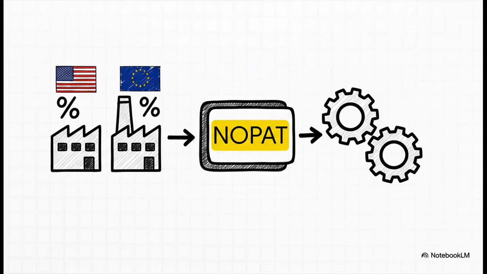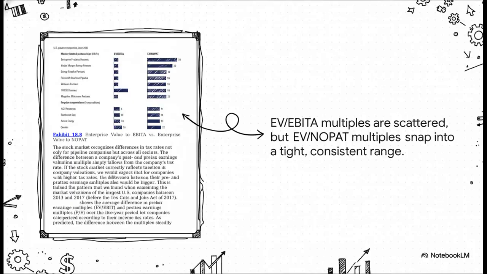But we can go even one level deeper. What happens if the companies you're comparing operate in different countries or just have totally different tax situations? This is where NOPAT, or net operating profit after tax, becomes your best friend. It adjusts for all those tax differences to give you the cleanest possible view of how the business is actually performing.